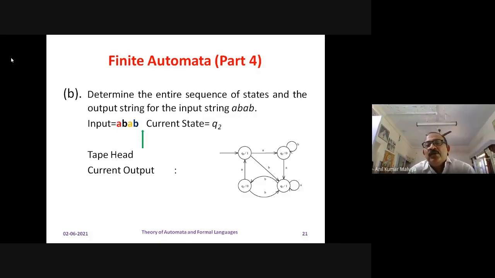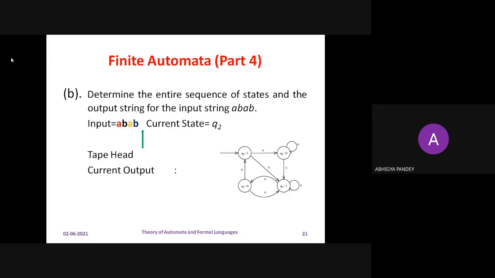Okay. Now the machine is in state Q2 and the tape head is pointing to the null of the input word. At this step, what will happen? Any student having roll number 1 to 17. Sir, null was already taken in the input.